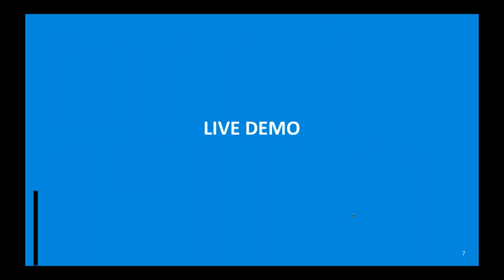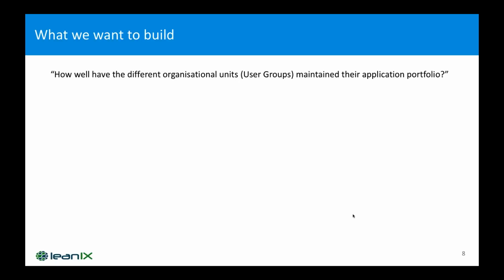So now I would actually go into the live demo and develop an example report. First, let me introduce what we want to build. The example report I will create during this webinar should answer the following question: how well have the different organizational units in our workspace, which are modeled as user groups, maintained their application portfolio?